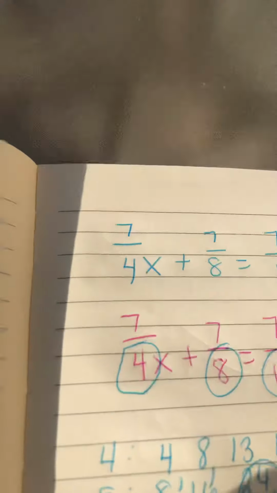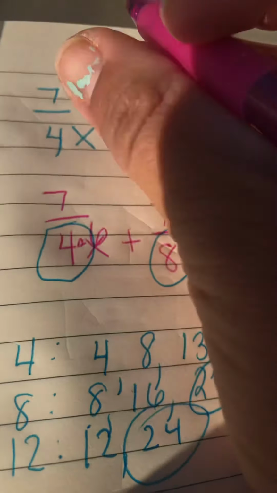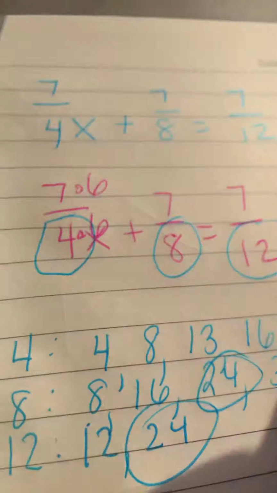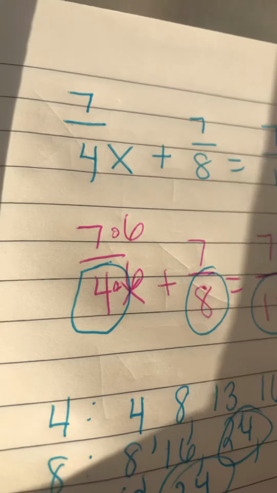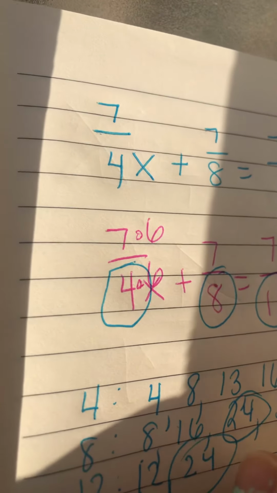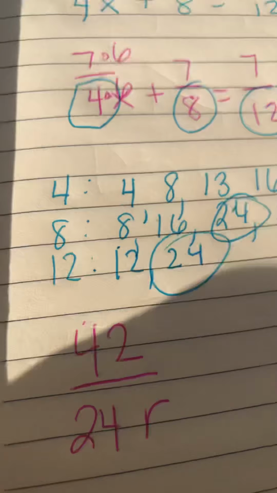So I know that I can make this a 24 by multiplying by 6. And if you do that in the denominator, you have to do that in the numerator. So 7 times 6 is 42 over 24, and I attach my r. My variable hasn't gone anywhere.